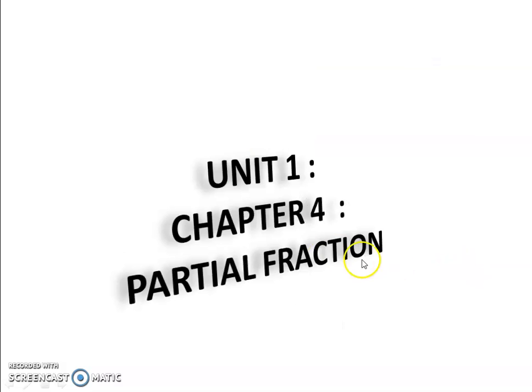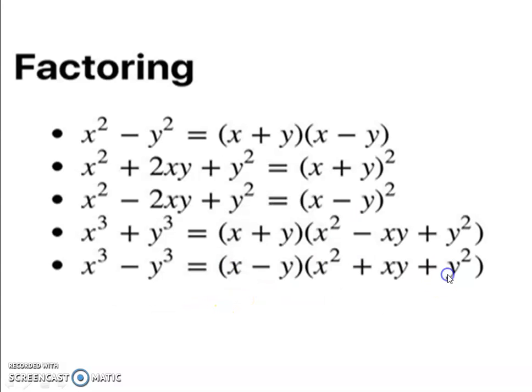Today's lecture depends on Unit 1, Chapter 4, Partial Fraction. We have to revise factoring, because using these factors we can simplify many types of polynomials. So x square minus y square is equal to x plus y, x minus y. x square plus 2xy plus y square is equal to (x plus y) whole square. x square minus 2xy plus y square is (x minus y) whole square.